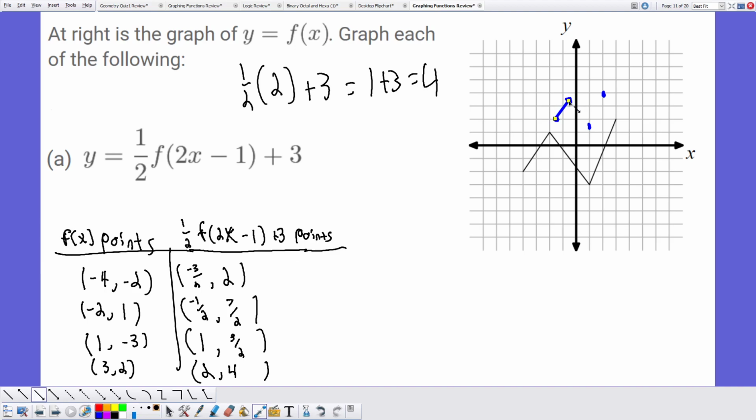So now we complete the graph and connect our points. Oh, whoops, wrong. We want the segment tool. We get our beautiful graph that has been compressed down horizontally and vertically and shifted around a bit. And that completes this fairly complicated function transformation.